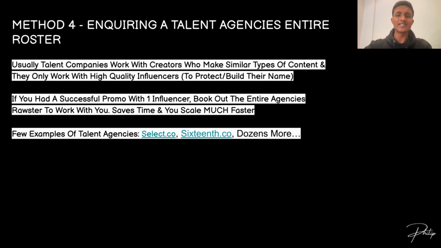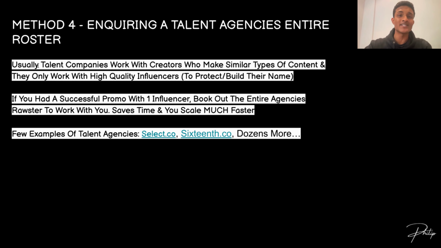Method number 4 is inquiring talent agencies for the entire roster. Now, as you might know, influencers are usually managed by talent companies or agencies, and these talent agencies actually represent many different talent, but they're all in the same niche. So if you find a specialized talent agency that's working with only fitness influencers or only beauty influencers, and you happen to work with one and the promotion goes very well, all you need to do is approach the agent you were communicating with and ask them if you can book out the entire roster. Because that's just a really quick and easy way to scale up.